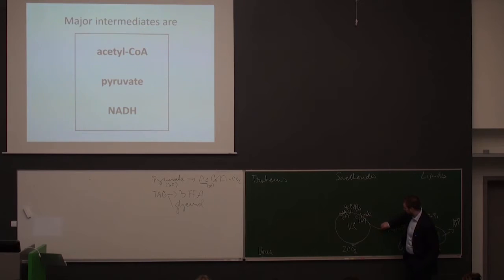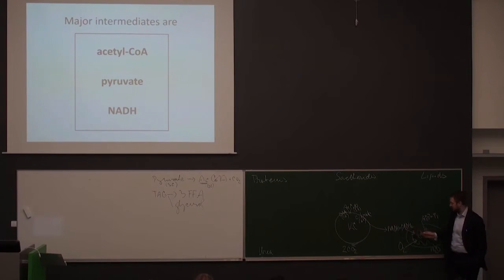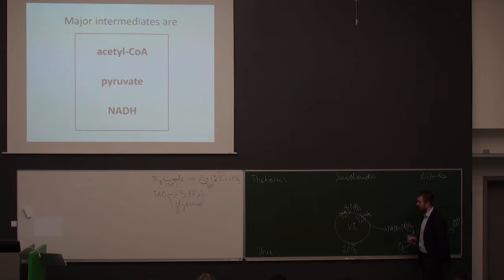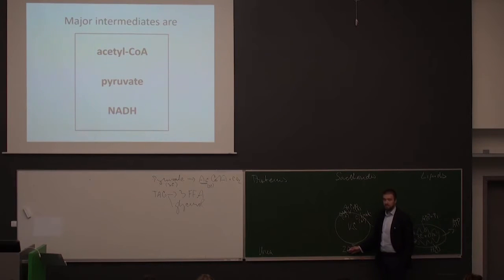As the result of the Krebs cycle, you have the reduced cofactors that feed the respiratory chain, and you produce the waste product carbon dioxide, and also you produce some small amount of energy directly in the whole Krebs cycle in the form of GTP.